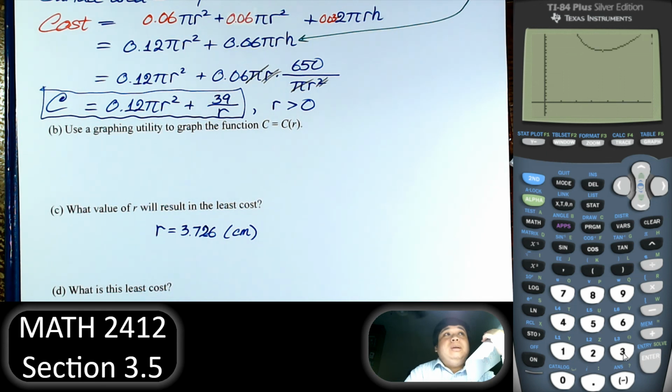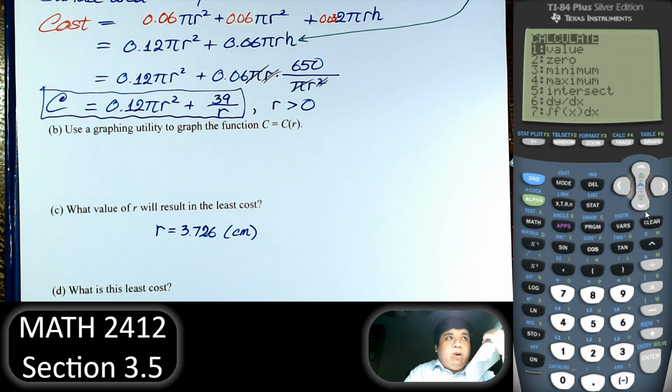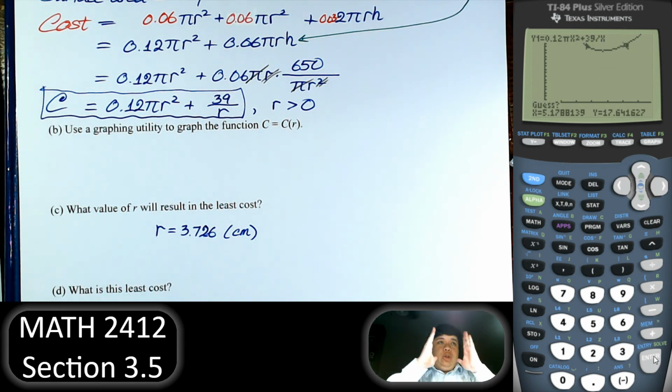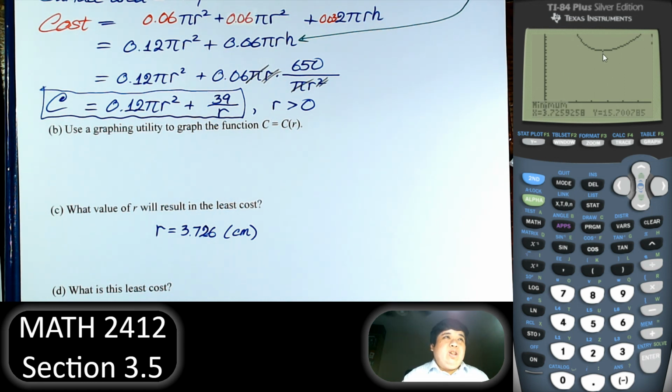When we try to find the minimum or maximum, second calculate, go for the minimum. We have to give the left bound and the right bound, so the function will know on what interval it will search. It will search the interval between those two, and first it will guess. We hit enter, it will go straight to the minimum. And that's what we have.